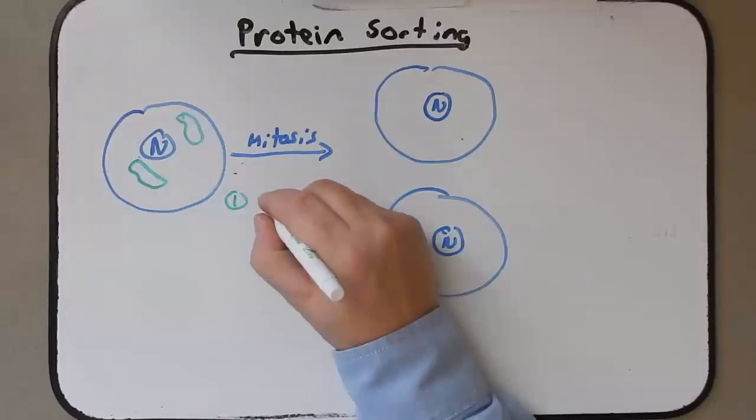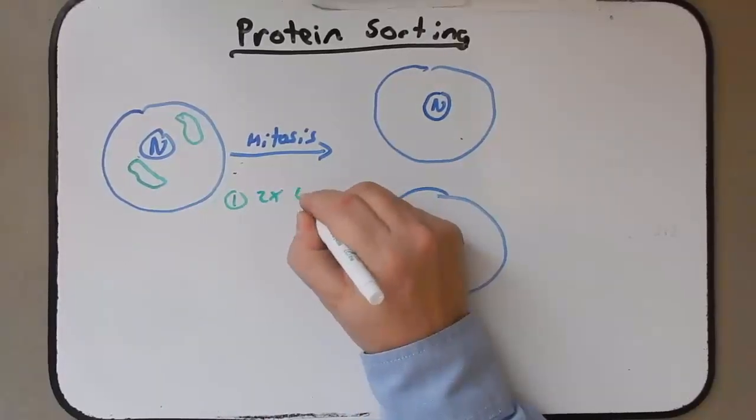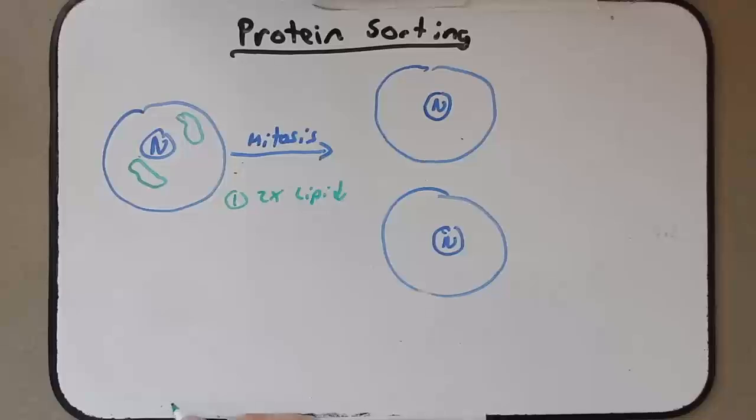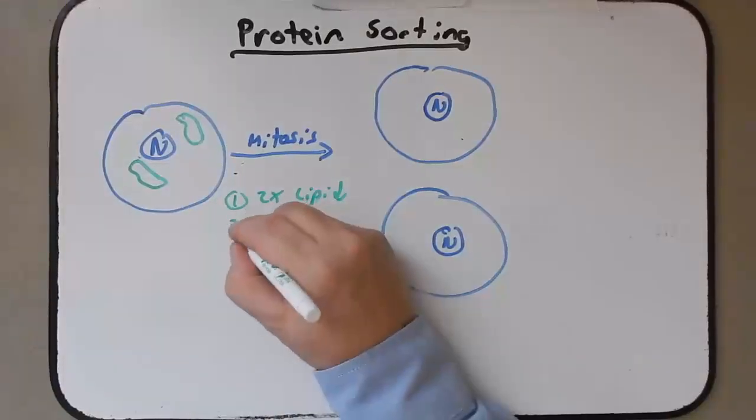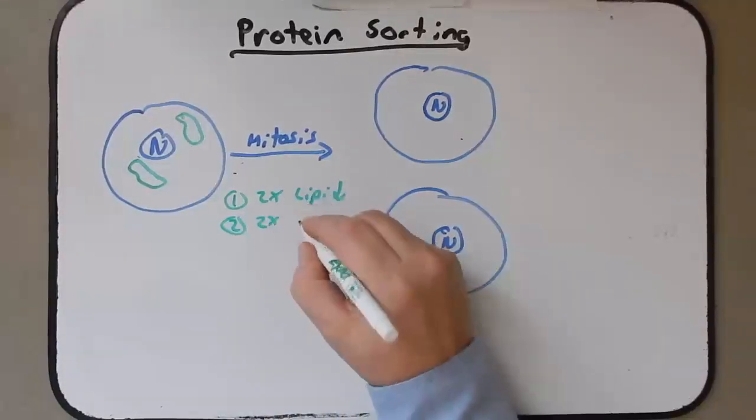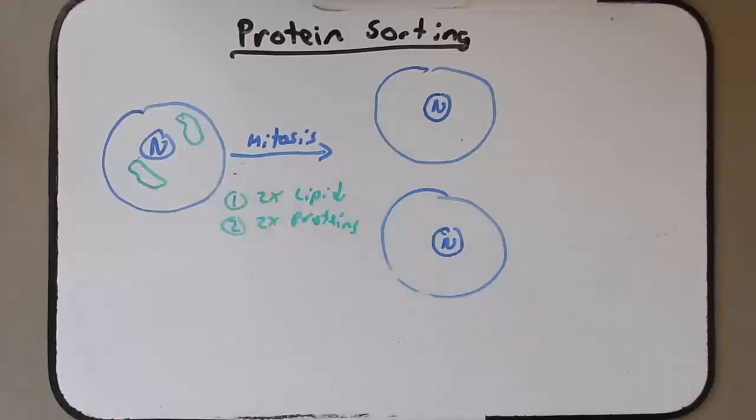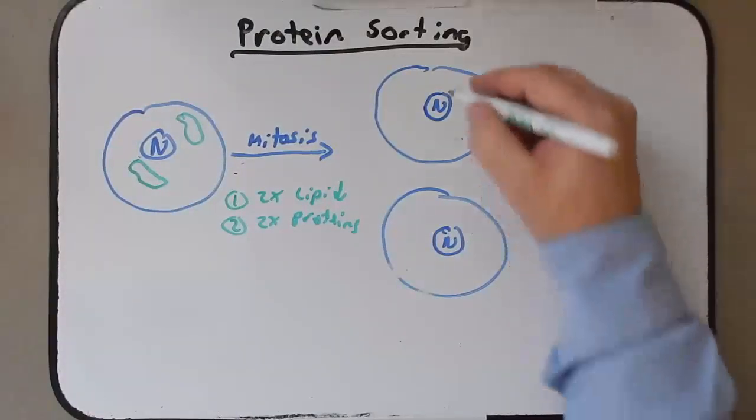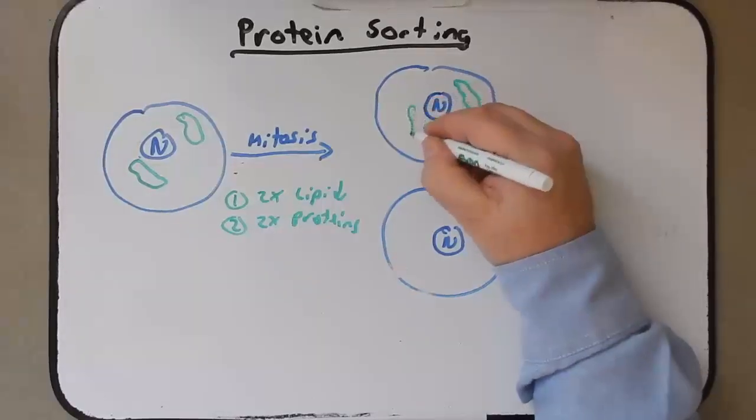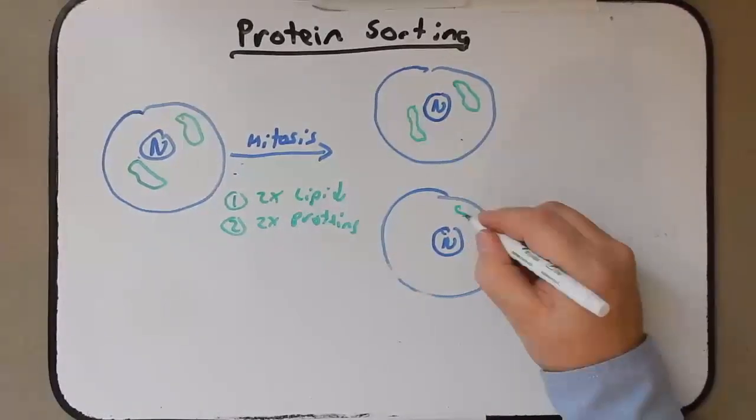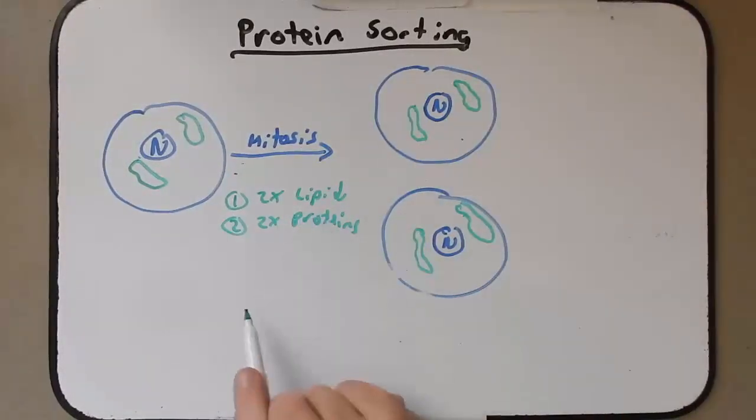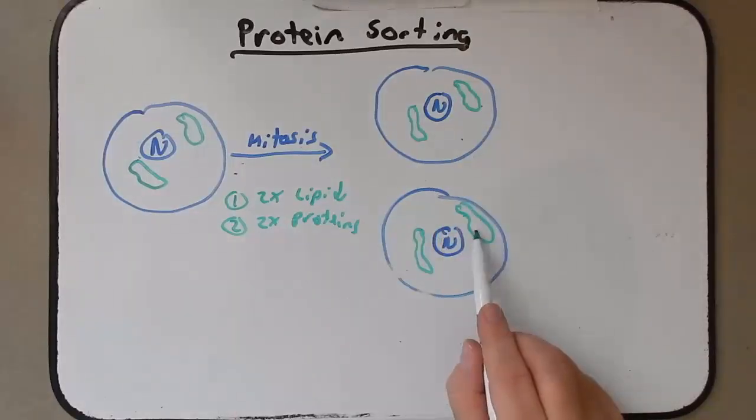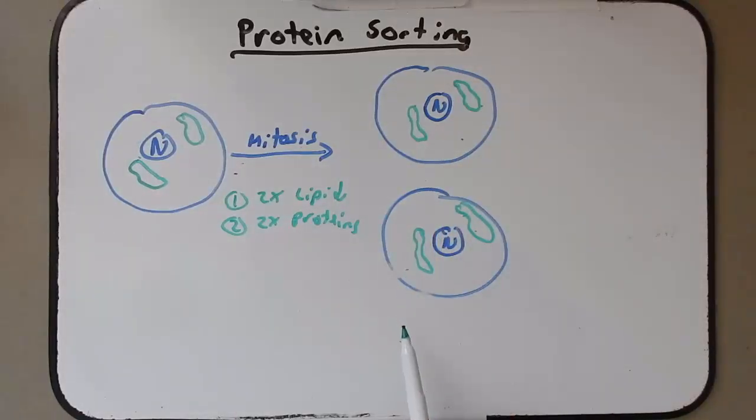We have to make twice the amounts of lipids to make the membrane structures of the mitochondrion, and we have to have 2 times the proteins found in these organelles, so that when these two cells form, new cells form, they each have a complement of mitochondrion. If you didn't increase the lipids or the proteins, it would be hard to imagine that you would get equal mitochondrion in the two new cells.